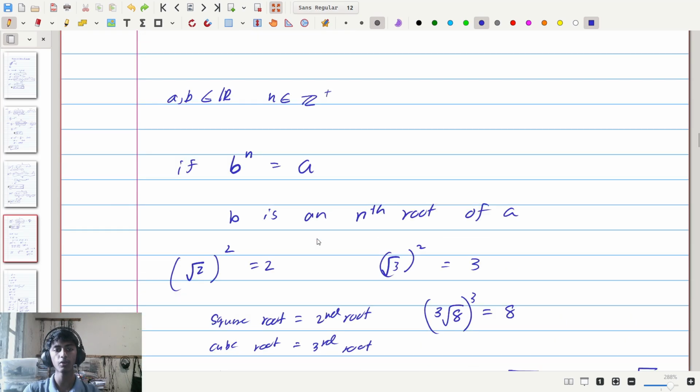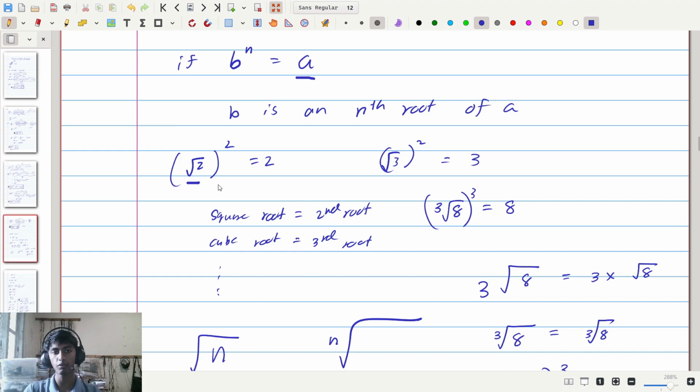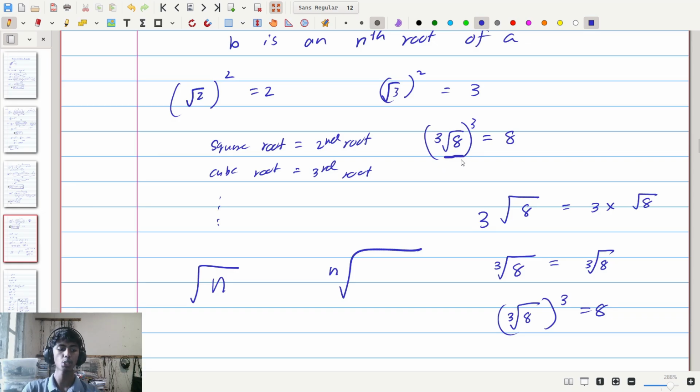Then we discussed furthermore what a root is. We discussed that if b to the n is equal to a, then b is an nth root of a. If you have the square root of 2, then that square root to its squared power is going to give us 2. In this case, root 2 squared is going to give us 2 because root 2 was the value such that root 2 to the power of 2 is equal to 2. Similarly, we had the cube root of 8. Cube root of 8 is the value such that the cube root of 8 to the power 3 is equal to 8.